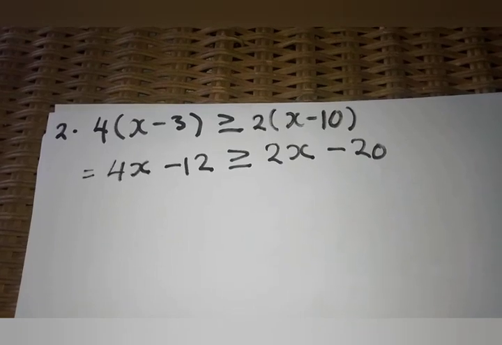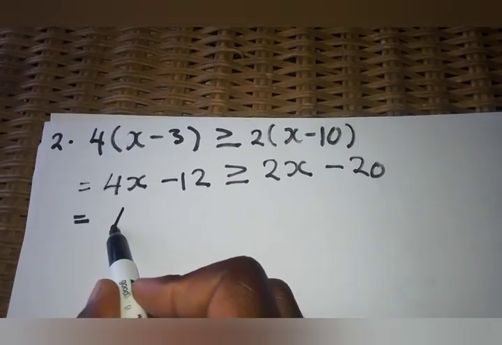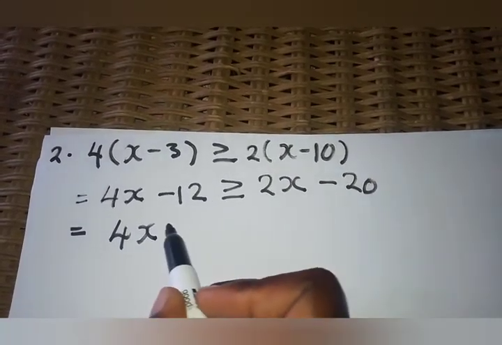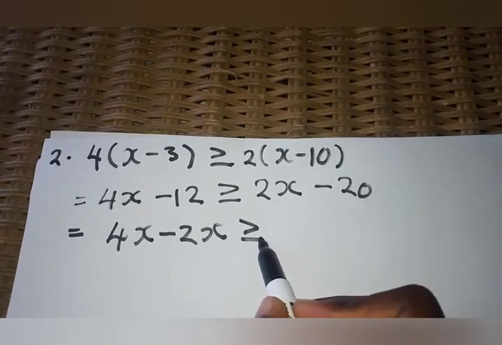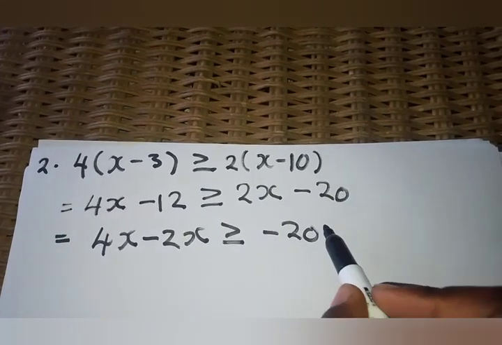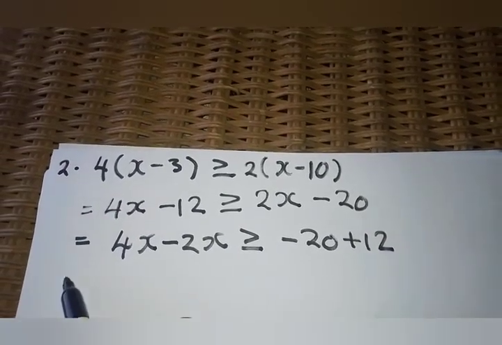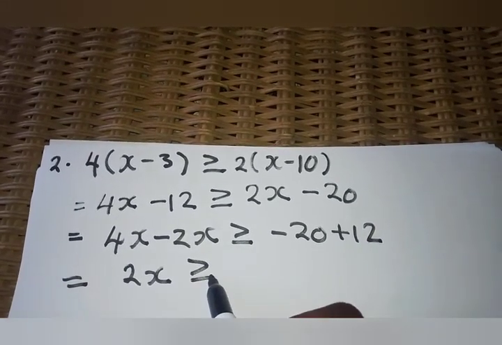Okay, now we need to group our like terms. Before we can get our answers or solve, we need to group the like terms. Minus 2x, remember, jump the sign. So greater than or equal to minus 20. Now the 12 changes its sign again. It will be positive 12. So what do we do now? We simplify. So 4 minus 2 is 2.